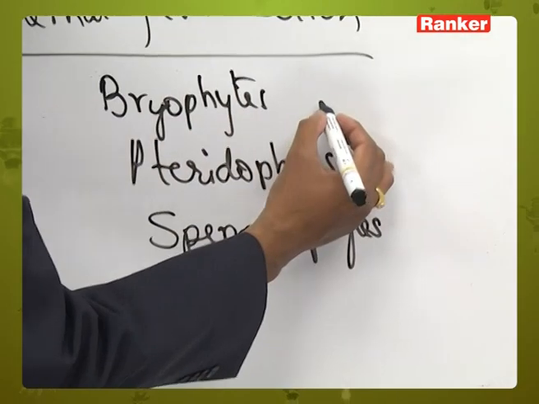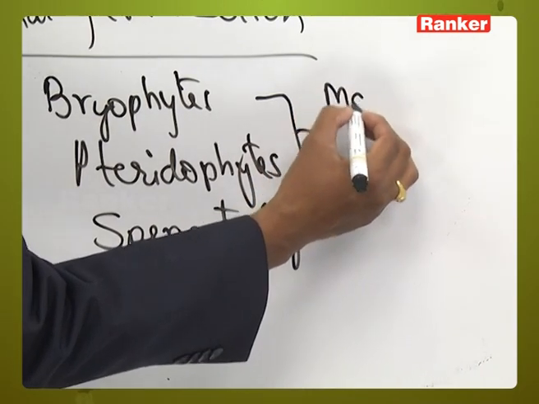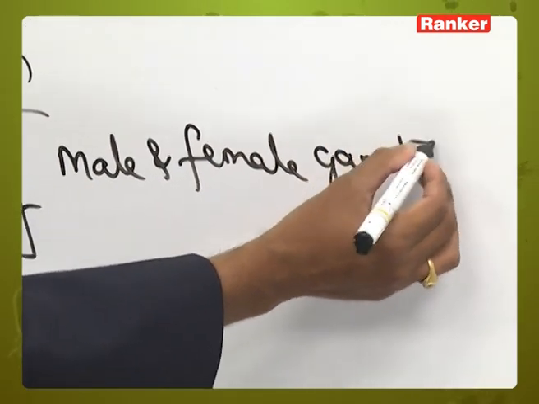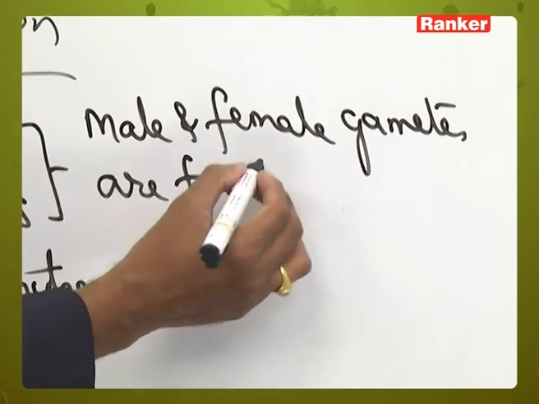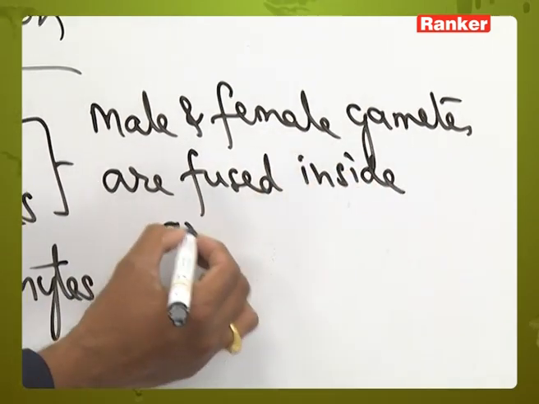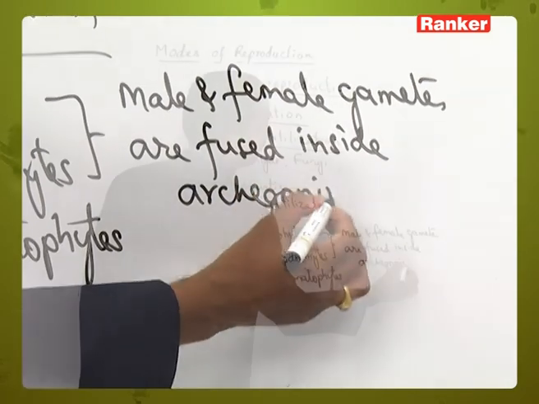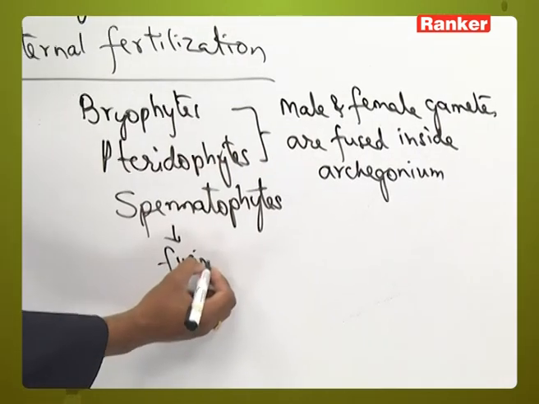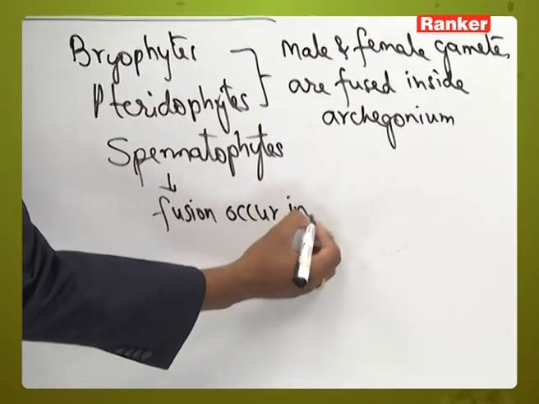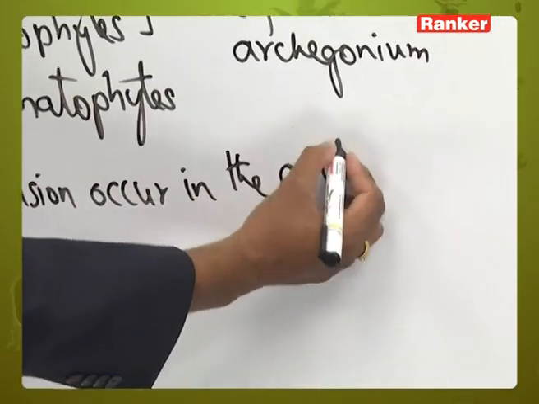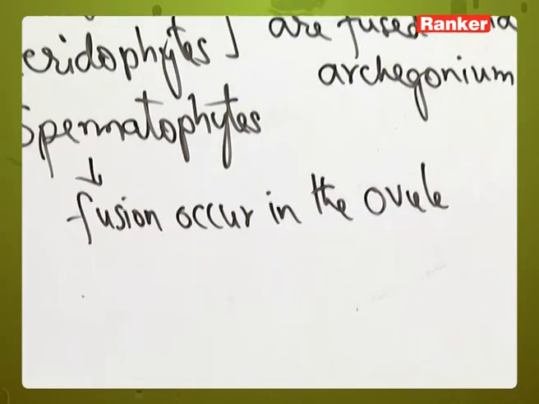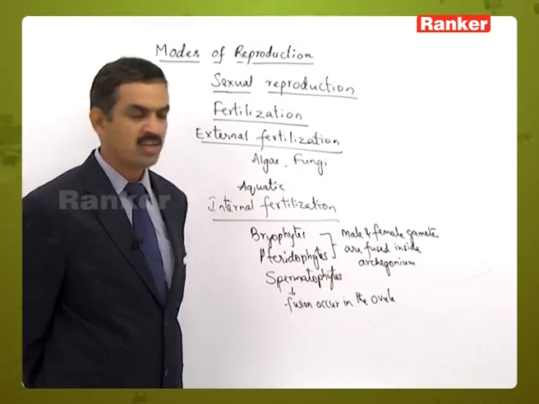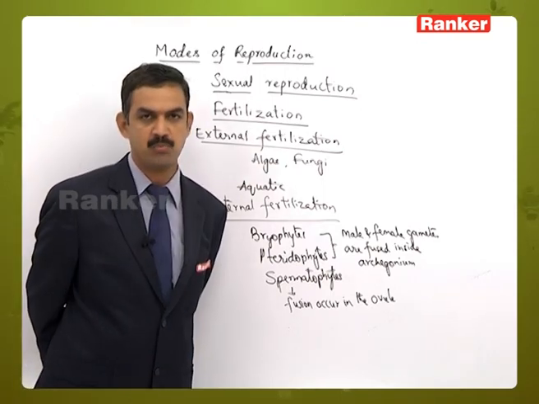Let us take the example of bryophytes and pteridophytes. In these two, the male and female gametes are fused inside the archegonium. The archegonium means the female structure. Whereas in the spermatophytes, the fusion of male and female gametes occurs in the ovule. So, as they are taking place inside the organism or inside the parts of an organism, we call this an internal fertilization process.